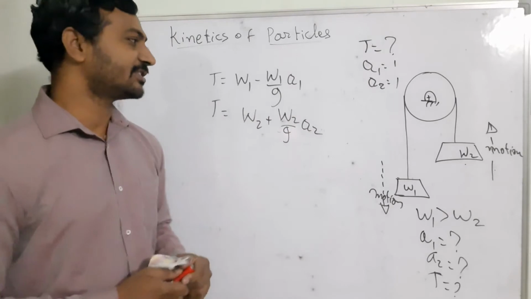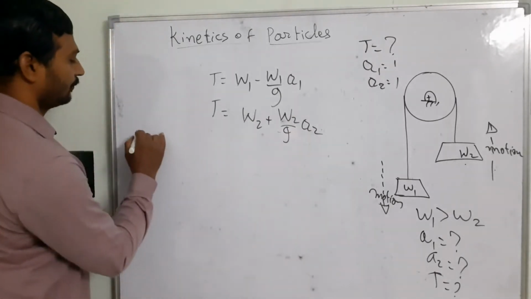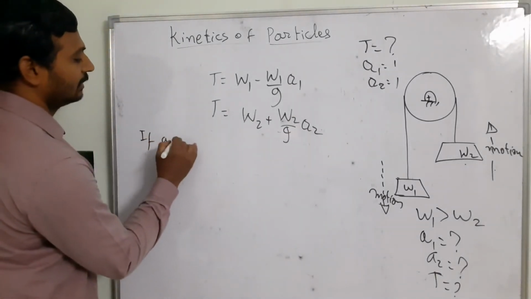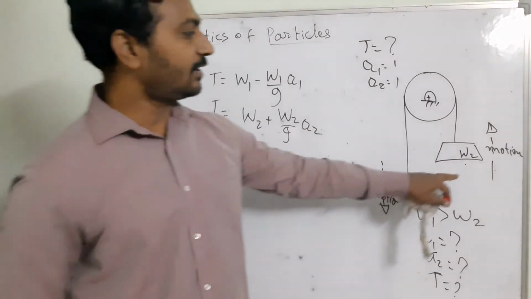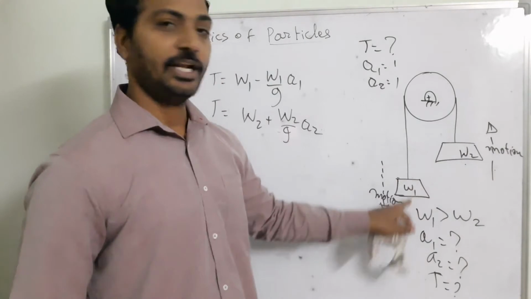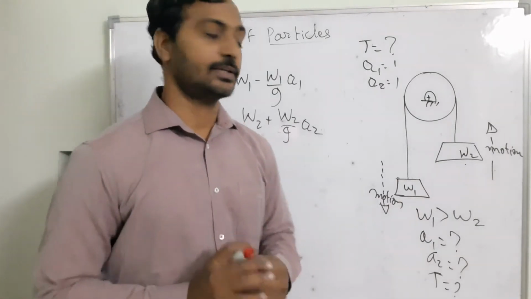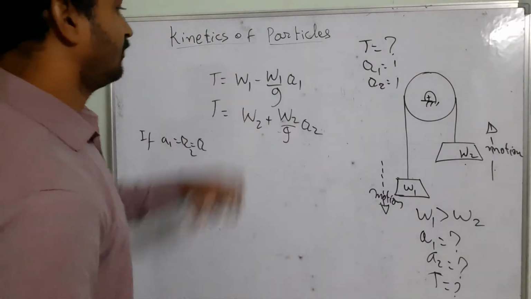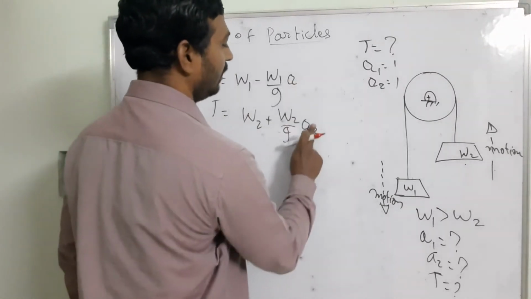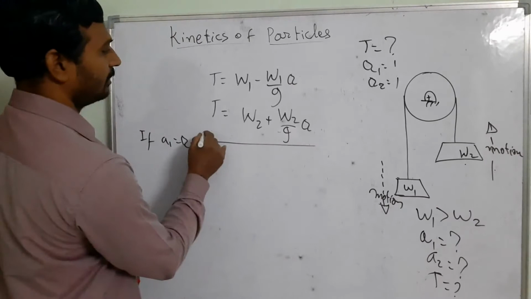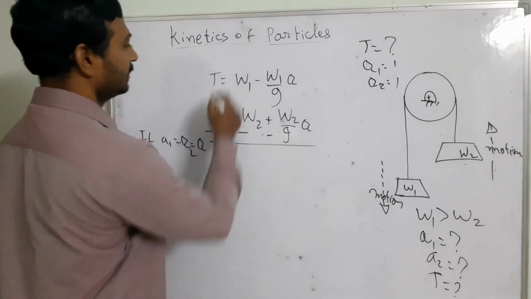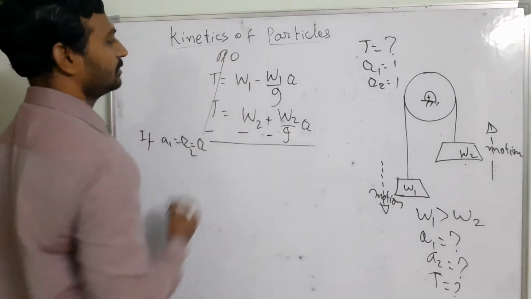For the simplification, I am going to assume A1 is equal to A2, which is A. In this case, the acceleration moving in the upward direction and the downward direction, I am assuming to be constant. Then I am going to simplify this equation. A1 and A2 are going to be like this, and with addition and subtraction, minus, minus, minus, this parameter will be 0.